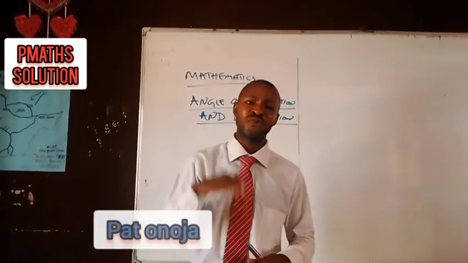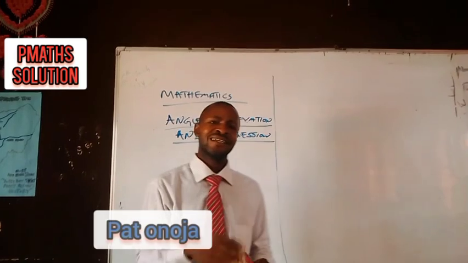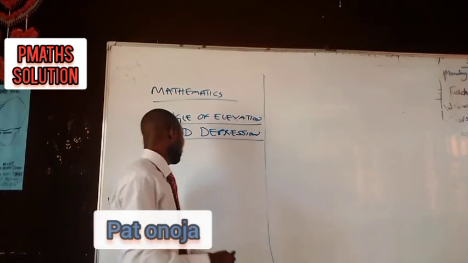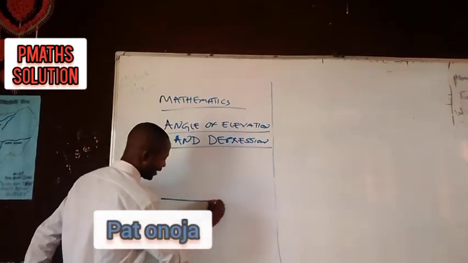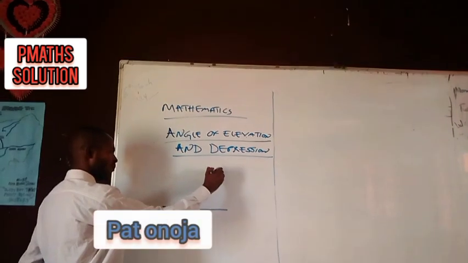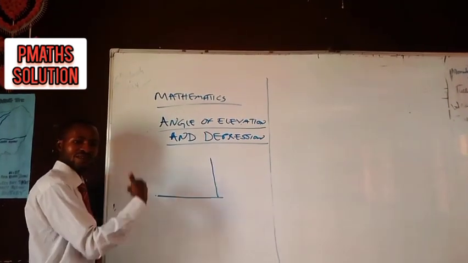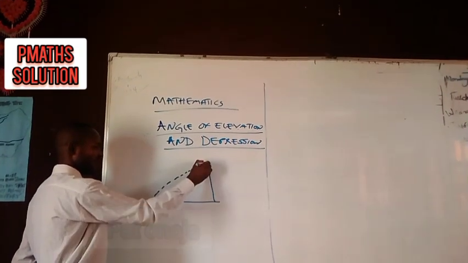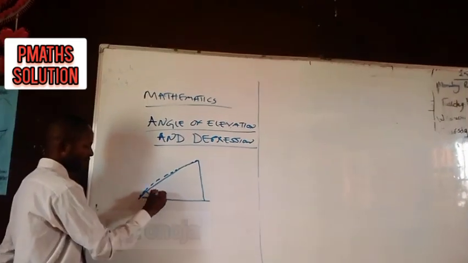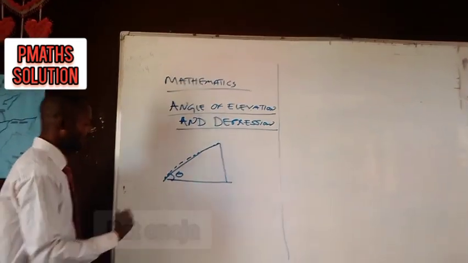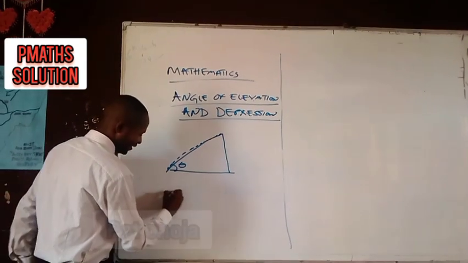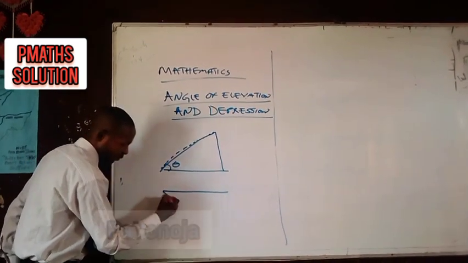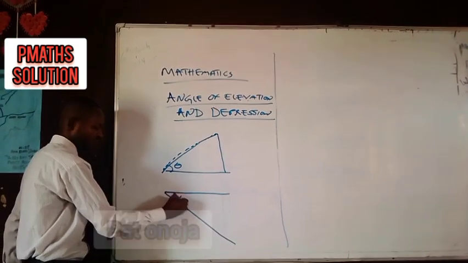We're talking about the angle formed between the horizontal level of the eye and the object you are viewing above. For example, if this is the horizontal level of your eye, you are viewing an object upward. The angle between that horizontal level of your eye and a line connecting that object to your eye is called an angle of elevation. And whenever you are viewing objects below, the angle between the horizontal level of your eye and that object below is called angle of depression.